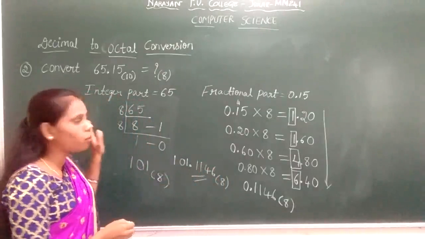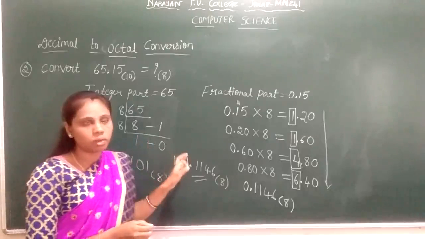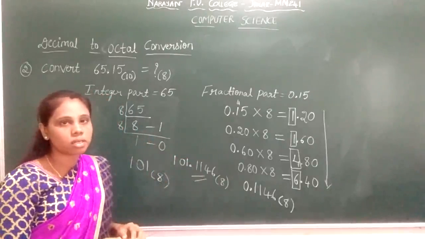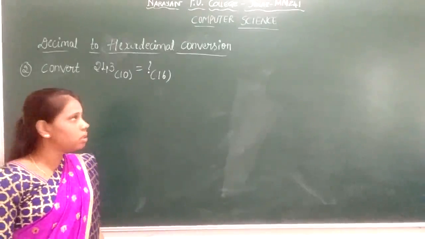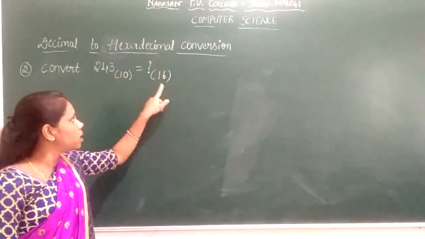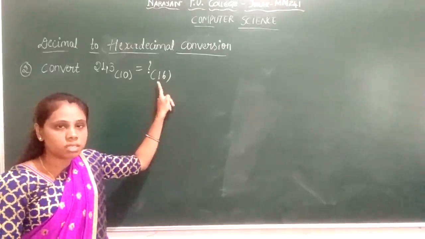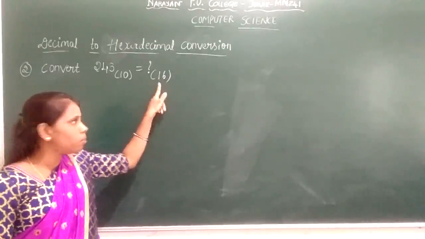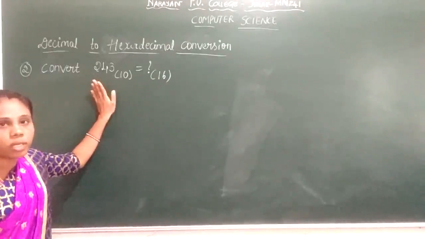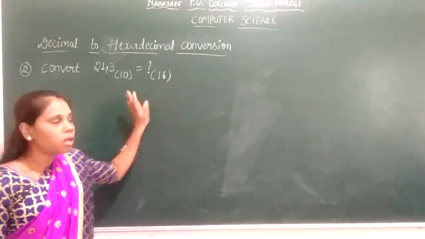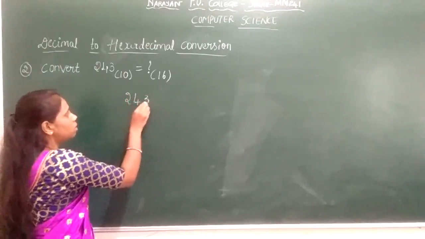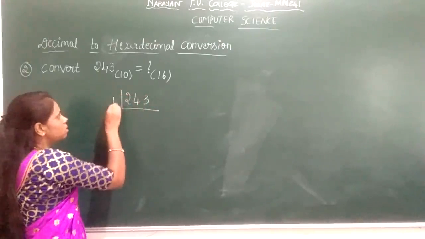So this is how we perform the decimal to binary conversion and decimal to octal conversion. Next we will see decimal to hexadecimal conversion. Okay. Now we will discuss decimal to hexadecimal conversion. The base of hexadecimal number system is 16. So you should divide the given number by 16. Now 243 is a decimal number. Now you need to convert this to hexadecimal. Divide this by 16.